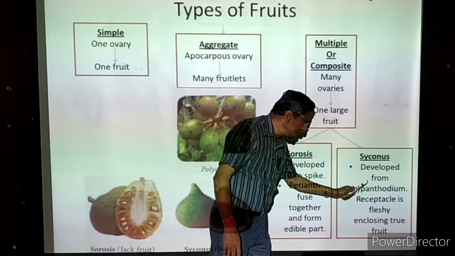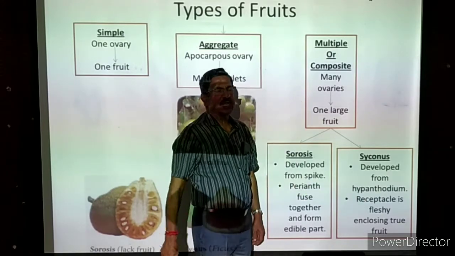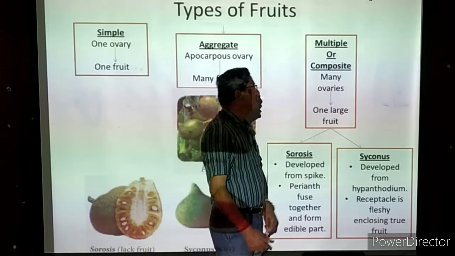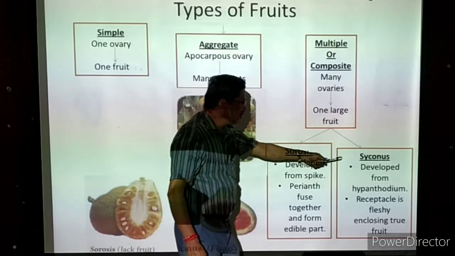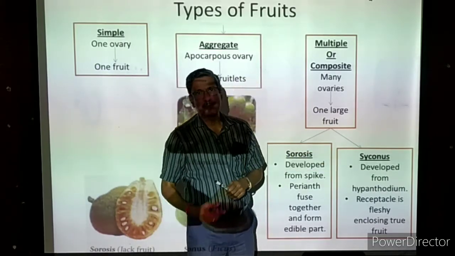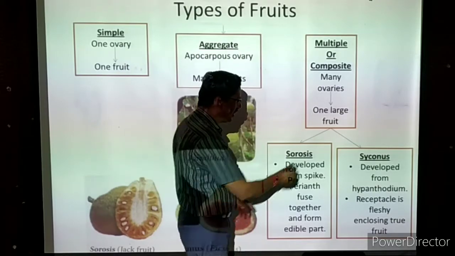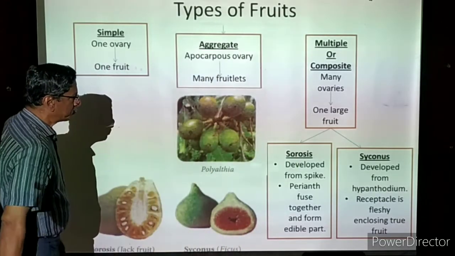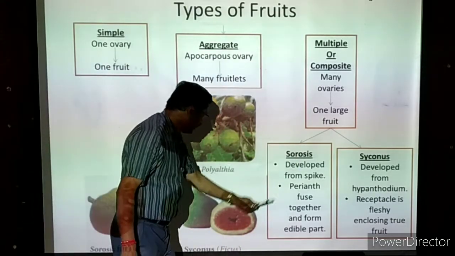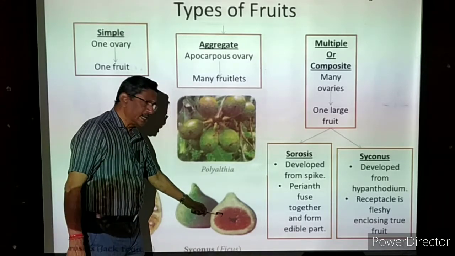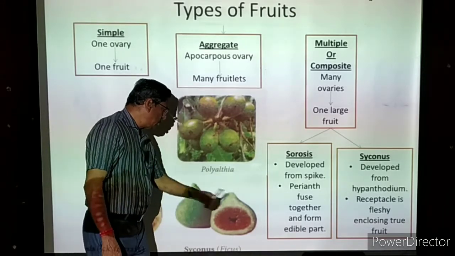The ovary wall is not developing. The receptacle develops into a thick and fleshy part. That is called a syconus. The best example for this is Ficus, the banyan fruit. The fig is also an example, Ficus or fig.